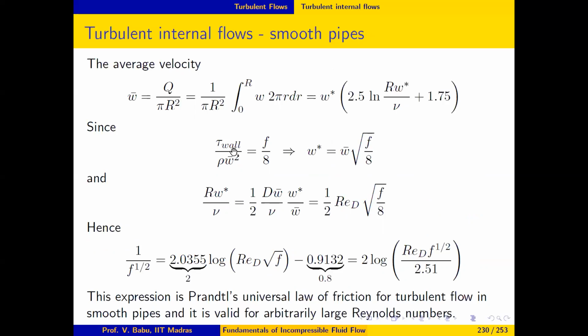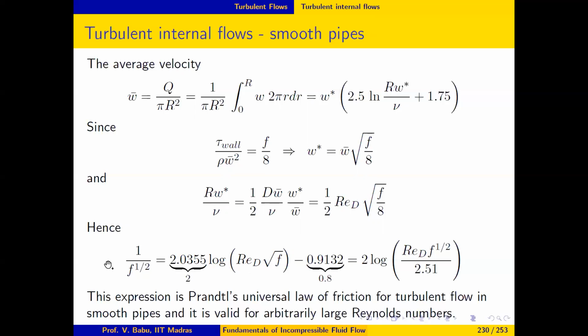Based on this, if you use the fact that the friction velocity is the square root of tau wall divided by rho, you may rewrite this like this. So W star may be written in terms of the friction factor and the average velocity. And the quantity inside the logarithm here, R W star over mu, may also be rewritten in terms of the Reynolds number based on the pipe diameter and the friction factor. Now, if we substitute these two into this expression, then we end up with an expression that looks like this: 1 over square root of f equals 2.0355 log of this minus 0.9132.